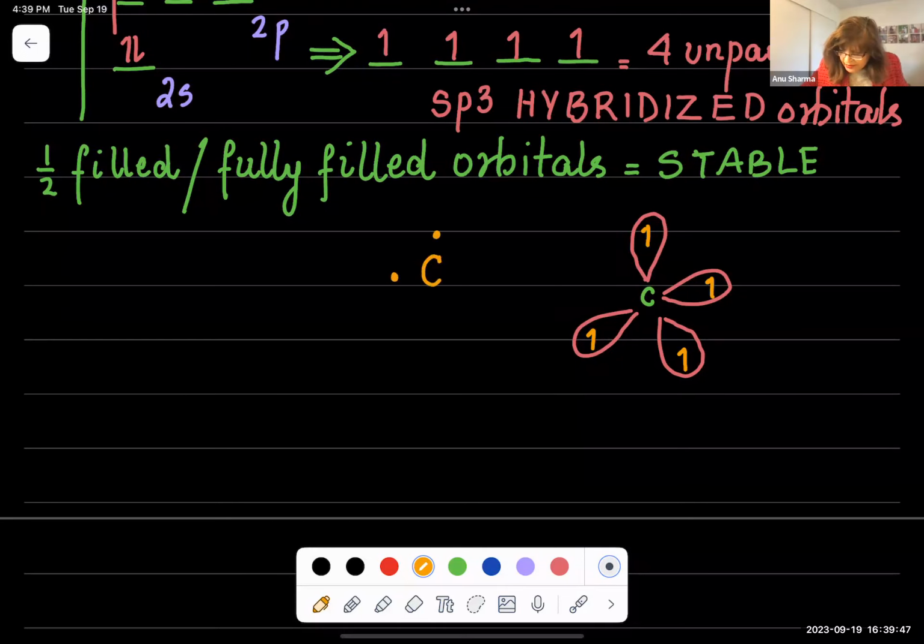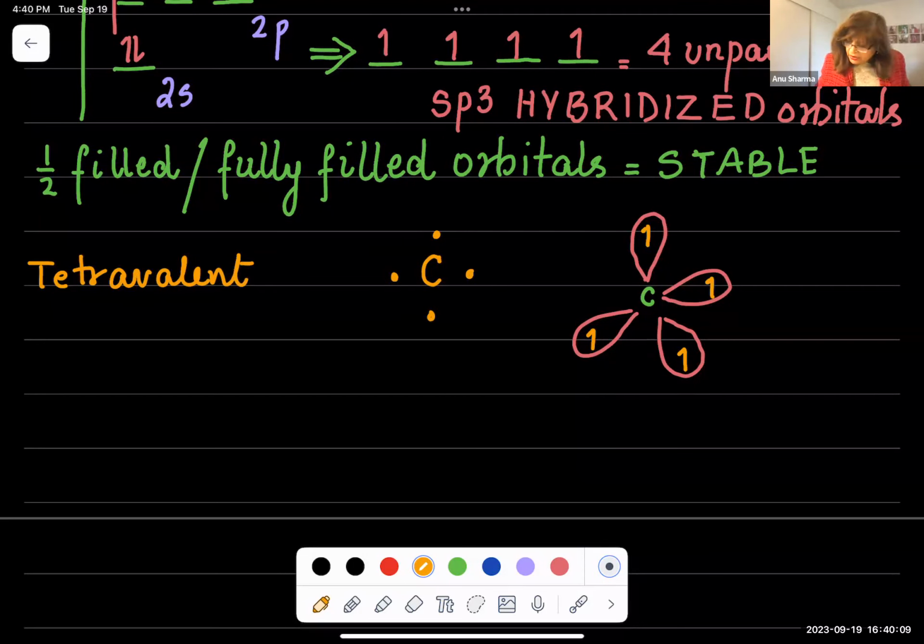How do you show them? You show them like this. These are those 4 electrons that are unpaired and needing to be paired. So 4 unpaired electrons make carbon tetravalent. Okay, so this is how it happens with carbon.